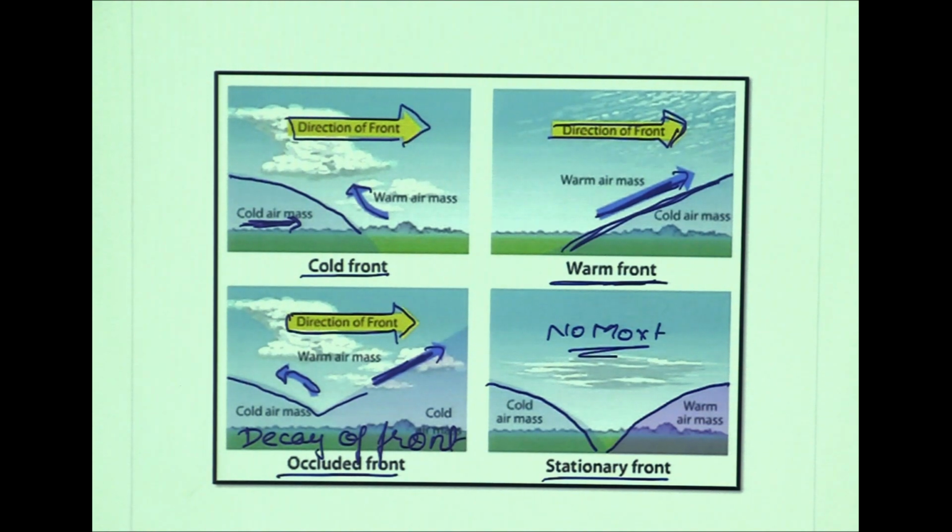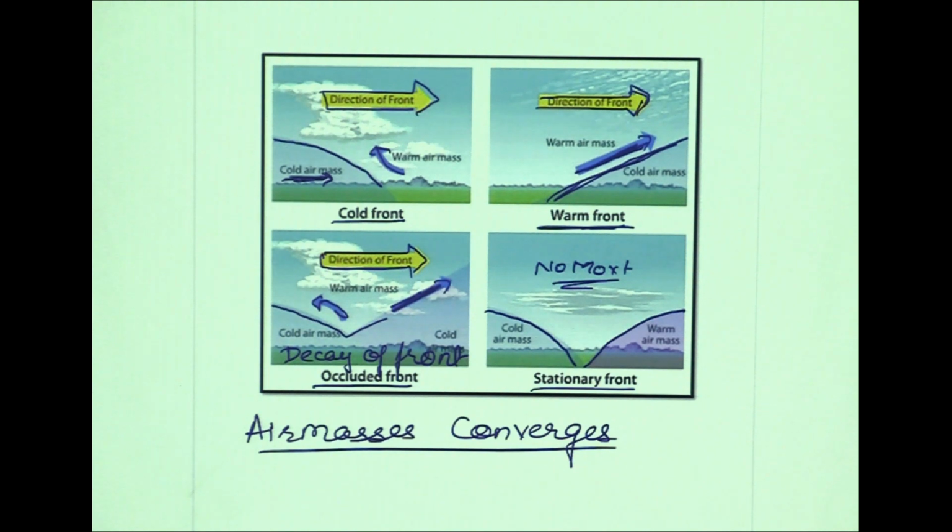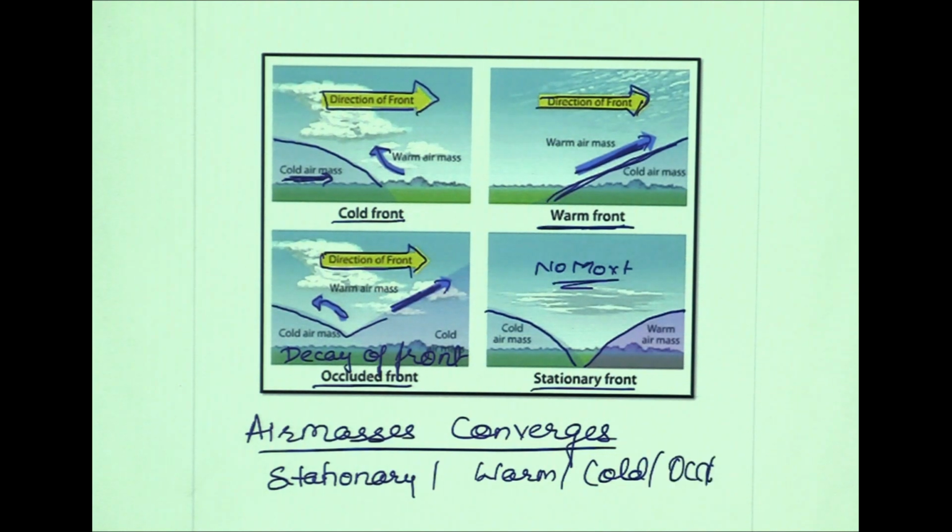How do fronts develop? Front develops when air masses converge with each other. How many types of fronts can be there? 4 types. Stationary, warm, cold and occluded.